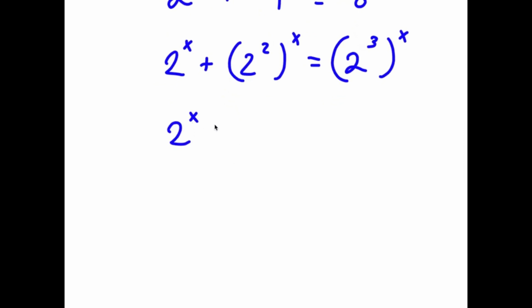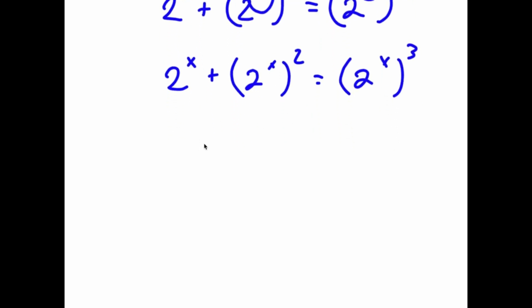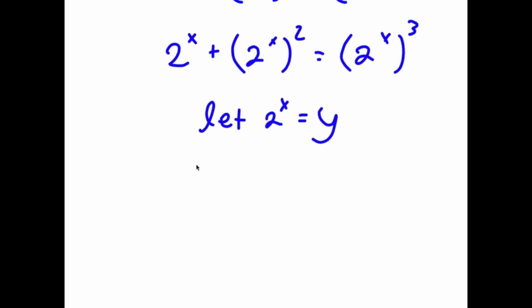Now I'm going to rewrite this as 2 to the power of x plus 2 to the power of x to the power of 2 is equal to 2 to the power of x to the power of 3. So all I did was I switched the places of these two exponents. Now I'm going to let 2 to the power of x equal the variable y. So now I have y plus y squared is equal to y to the power of 3.